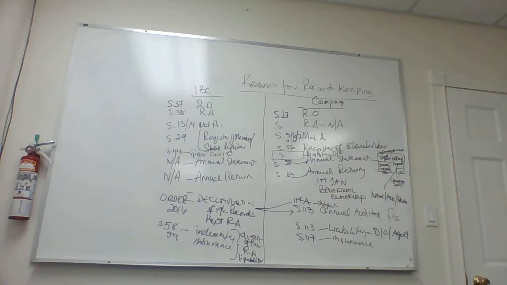You mean just keeping it on file, right? 117 is to produce it. 117 is to make sure that the information on file is accurate. 118 means that you must have audited financials.